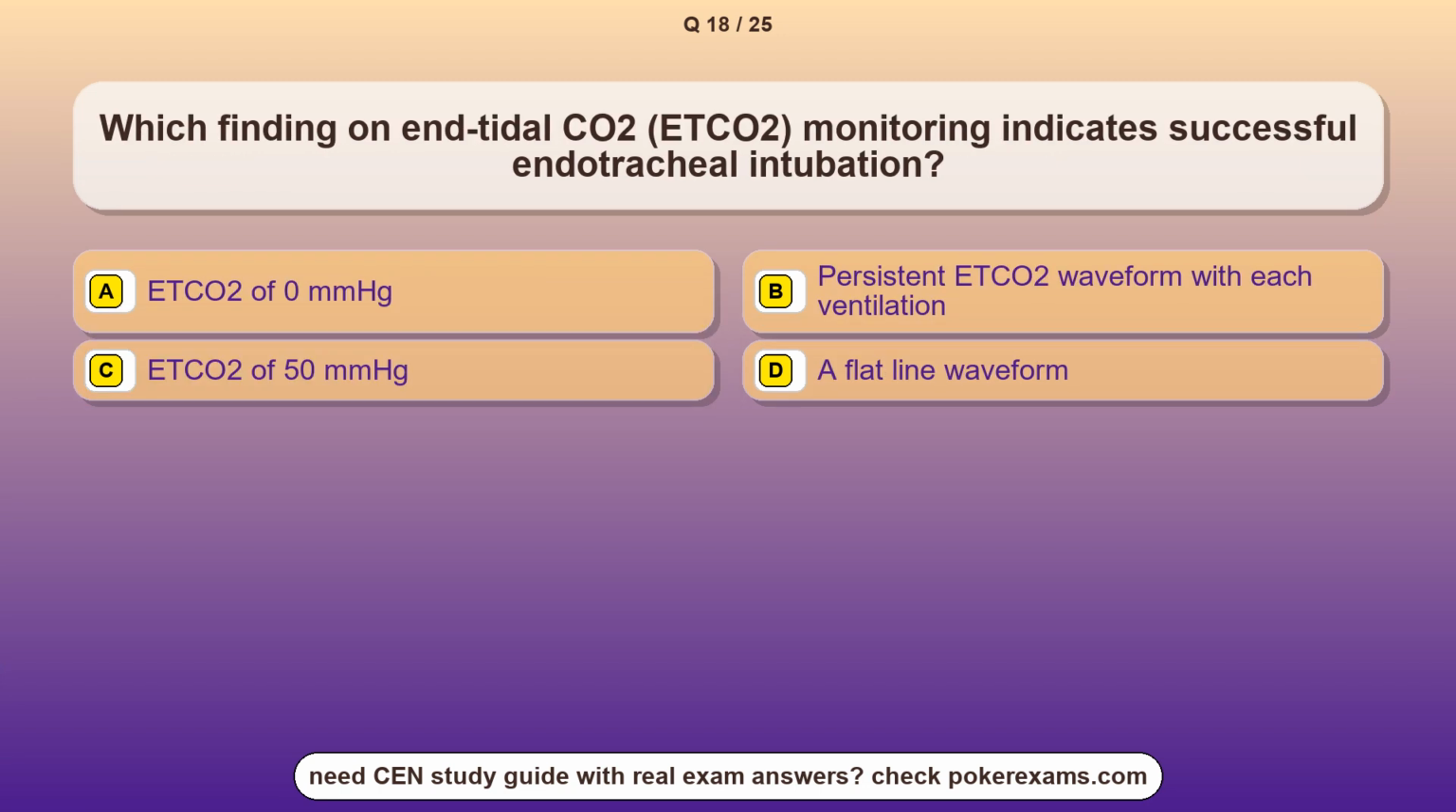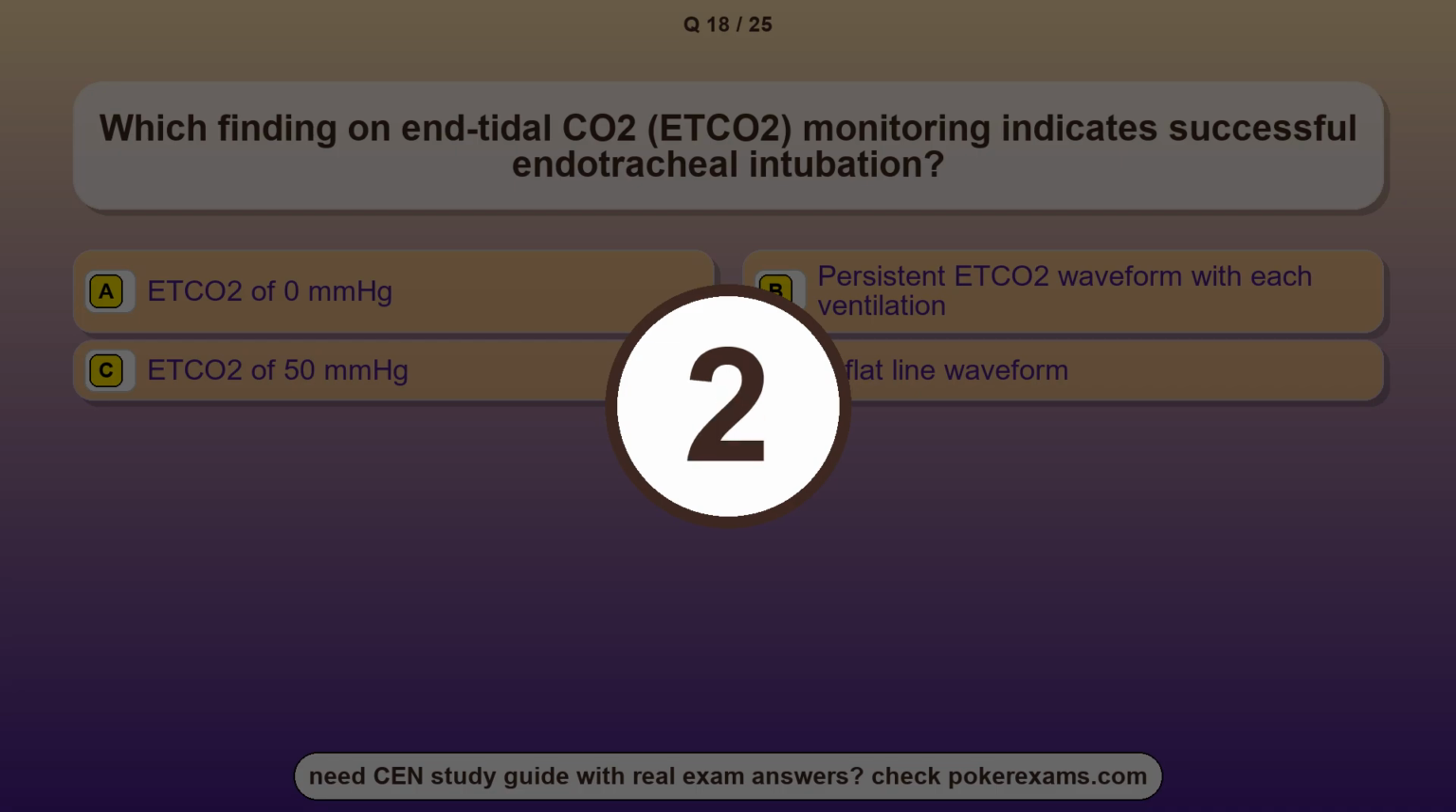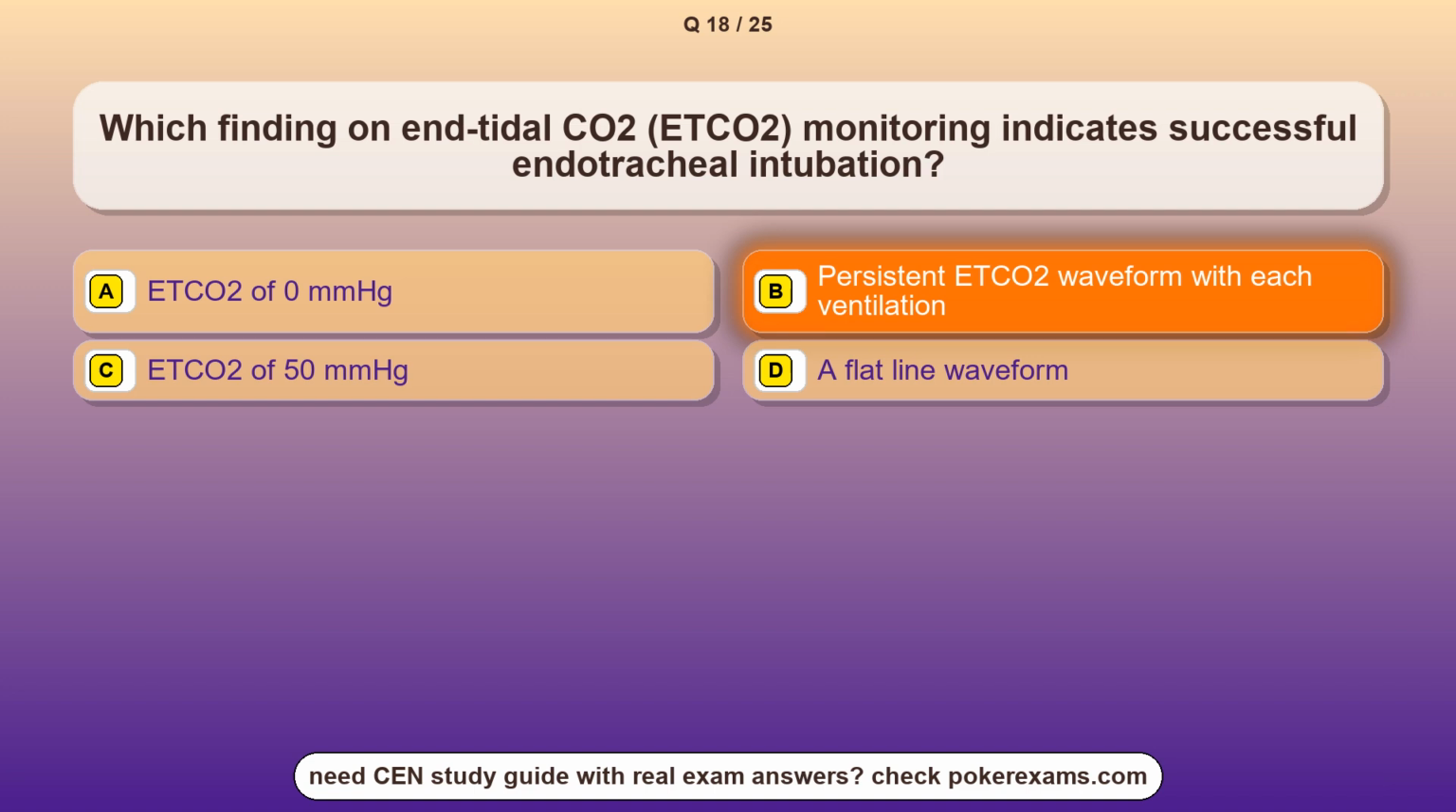Question 18. Which finding on end-tidal CO2, ETCO2, monitoring indicates successful endotracheal intubation? Option A, an ETCO2 of 0 mmHg. Option B, persistent ETCO2 waveform with each ventilation. Option C, a PETCO2 of 50 mmHg. Option D, a flat line waveform. The correct answer is option B, persistent ETCO2 waveform with each ventilation.